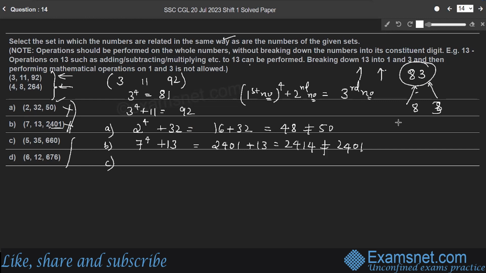So here, the third set, 5 raised to 4 plus 35. 5 raised to 4 is, 5 into 5 is 25, into 5 is 125, into 5 is 625. Plus 35 is 660, which is the third number. Therefore, the third set of numbers follows the same logic as the first two sets, wherein the first number to the power of 4 plus the second number is equal to the third number, right? So option C is the right answer.